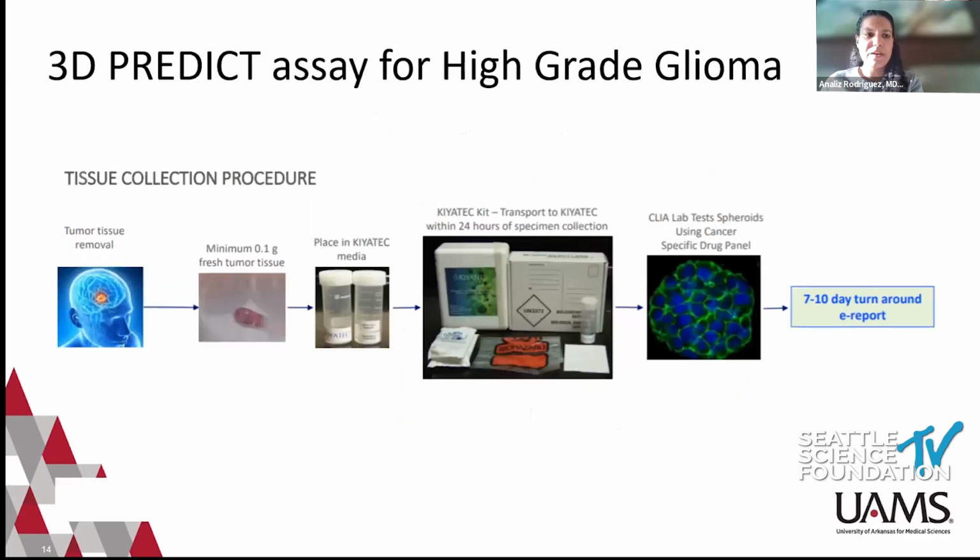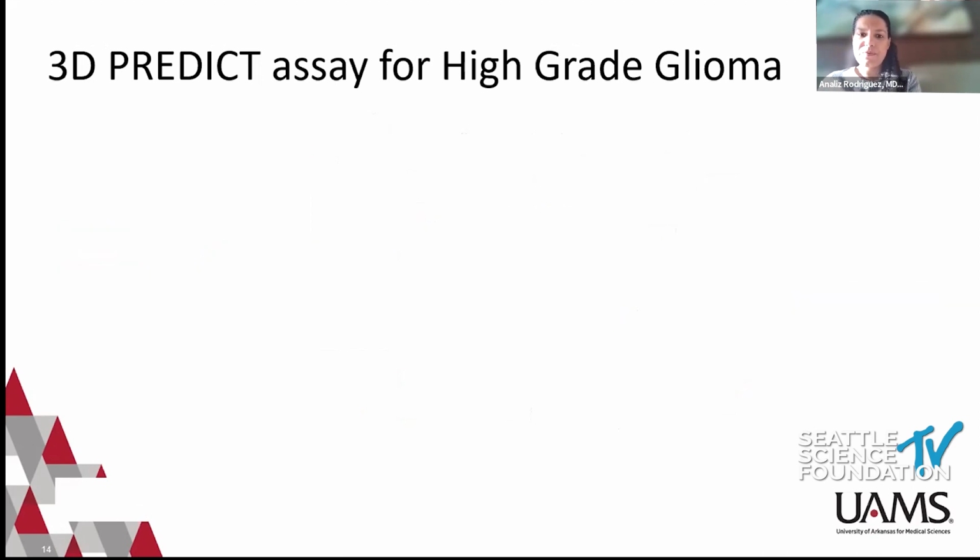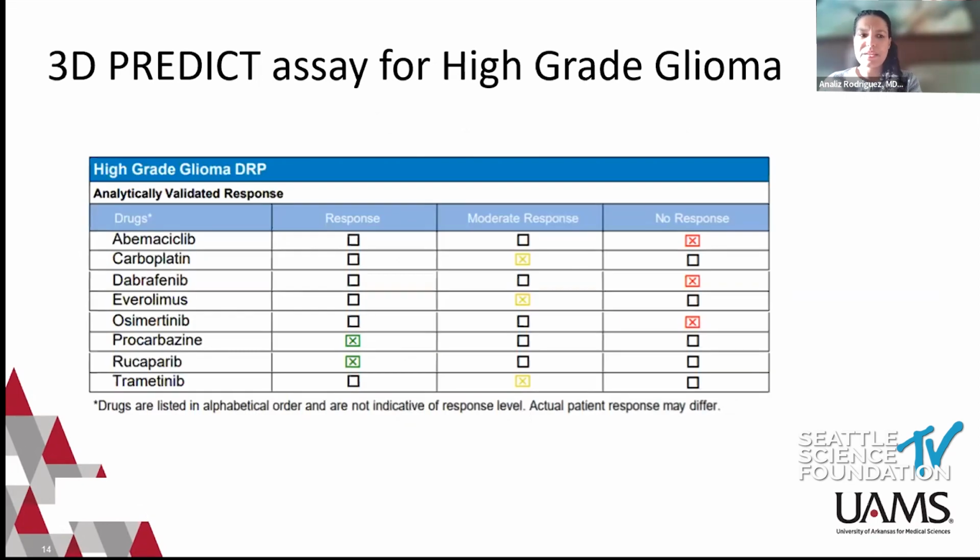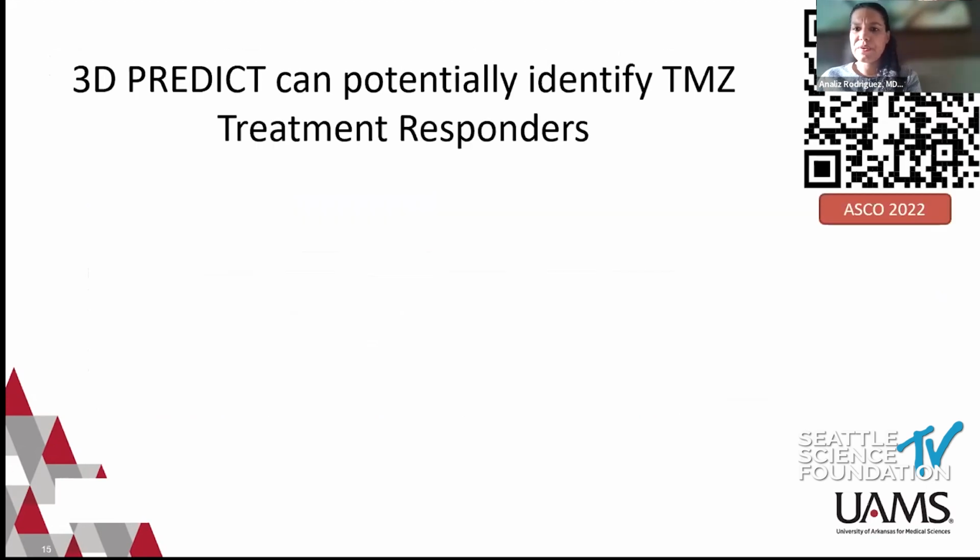We were involved in the 3D Predict trial, which is a multi-institutional trial, wherein we took high-grade glioma tissue, sent it to a company that grew spheroids, and then performed an ATP-based assay to get out a readout for us. And what this looks like is this. They screen for up to 12 drugs, and they give you back this clinical report that shows you response for these various drugs. How can this be used clinically?